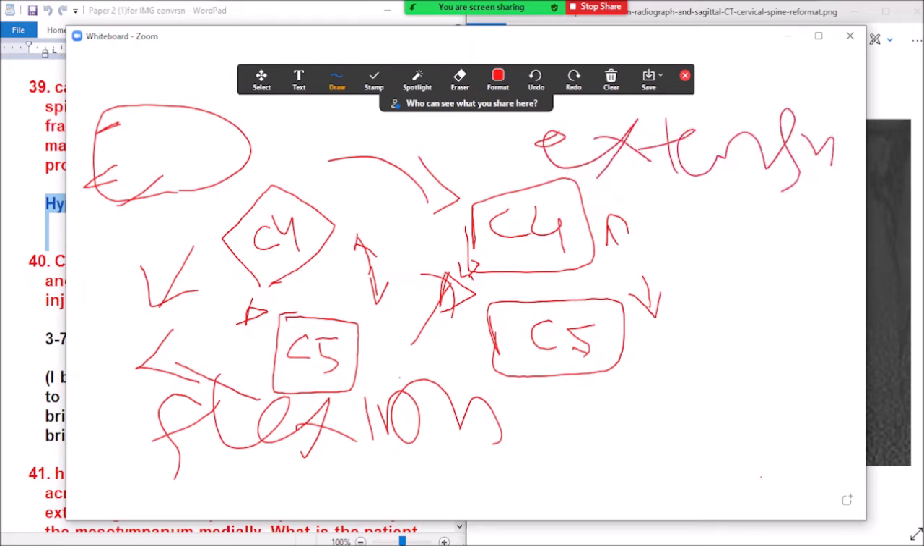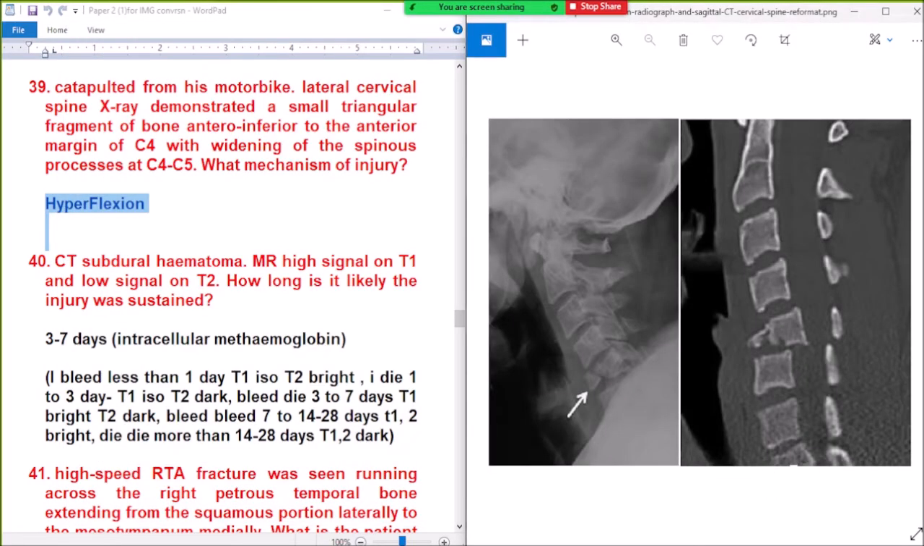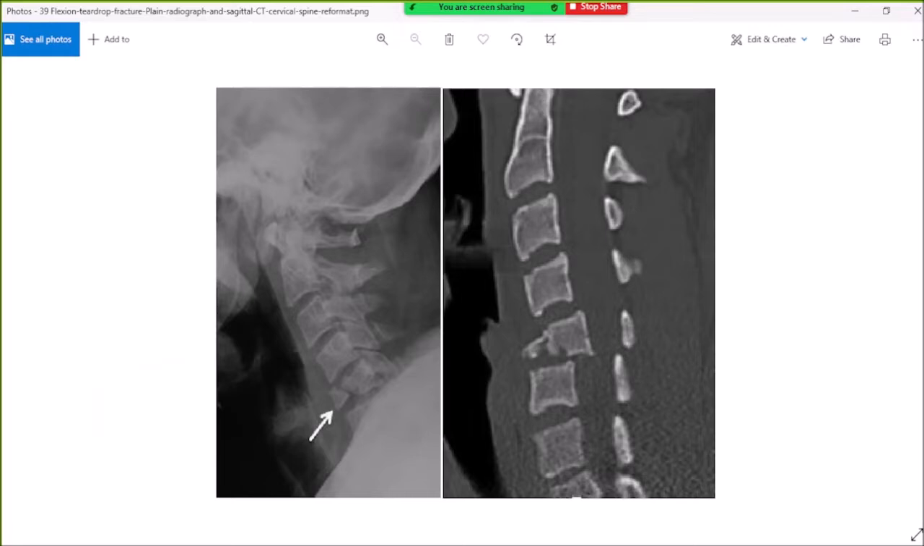So this is what they are saying. Small triangular fragment of bone anterior and inferior to the anterior margin of C4, with widening between C4 and C5, mechanism hyperflexion. Similarly over here, hyperflexion. These are both flexion teardrop fractures. This flexion teardrop fracture occurs in hyperflexion of the C-spine.